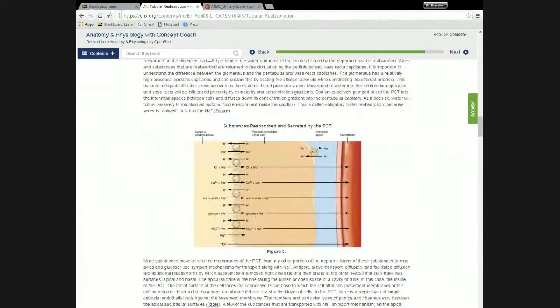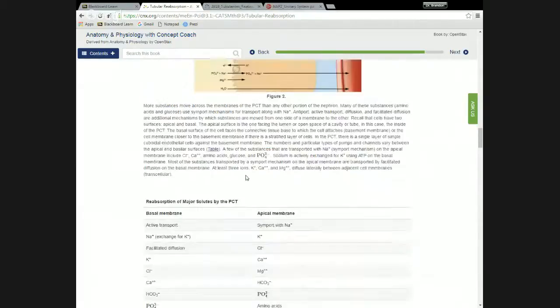Oh, stop. Sorry, trying to just open that picture.